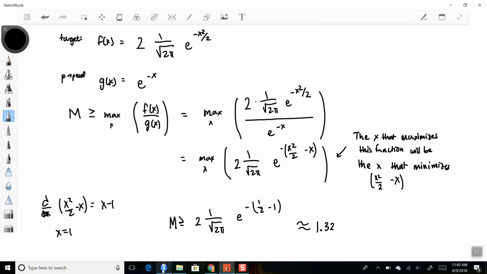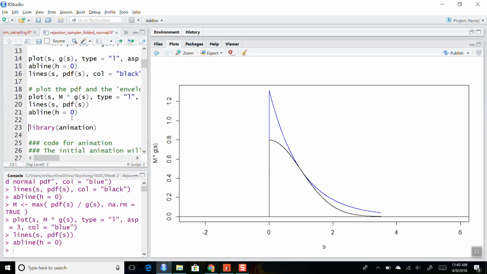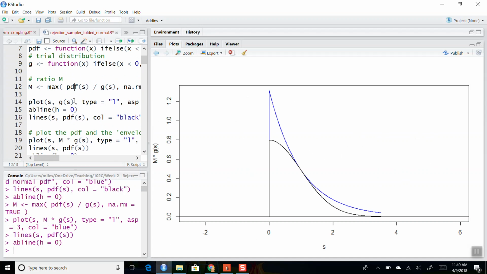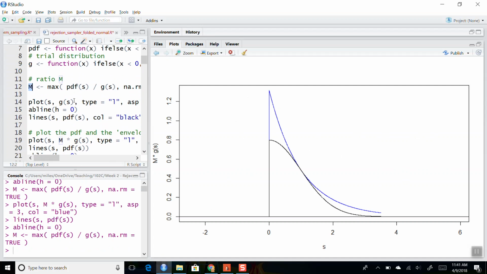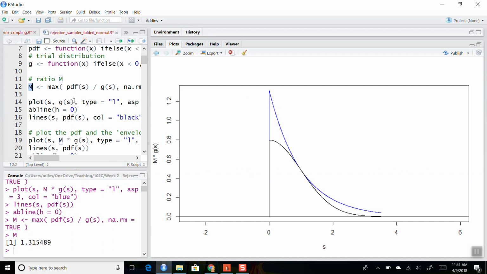It's easy to do this in R. You guys get this written down? Okay. So in R, all I have to do is take the PDF over the interval divided by g of x, say ignore any NAs and give me the max value, and here the max value I get is 1.315.